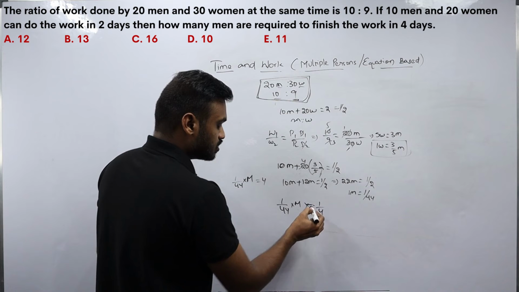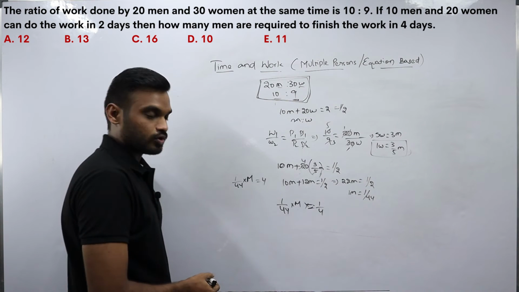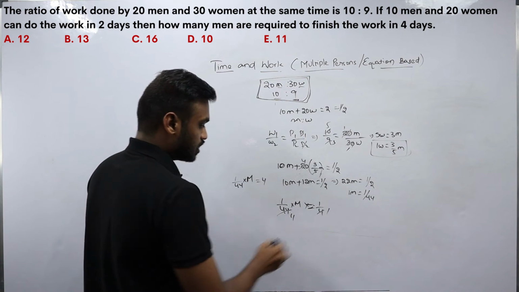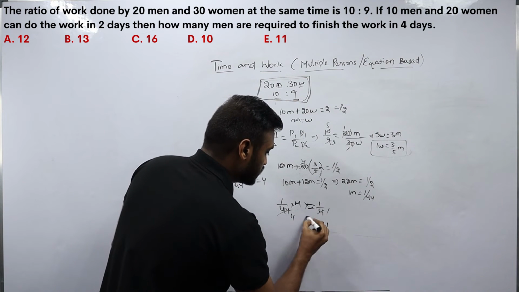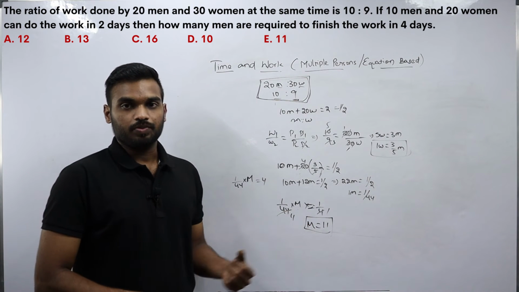Now they are saying that the job needs to be completed in 4 days. That is, 1 day's work will be 1 by 4. Okay, now if I cancel this, 4 ones, 4 elevens, M equals 11. So totally 11 men are required to complete the job.